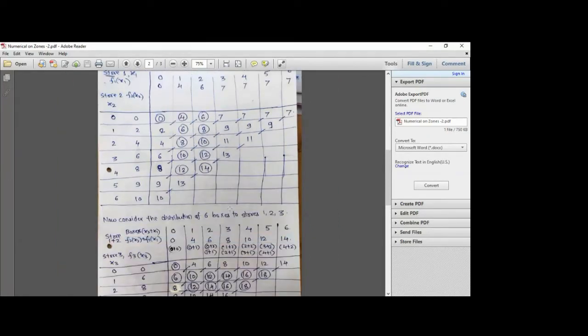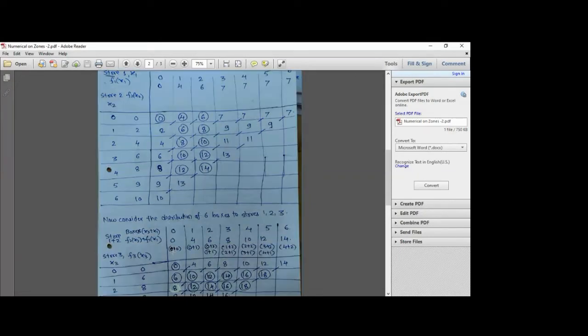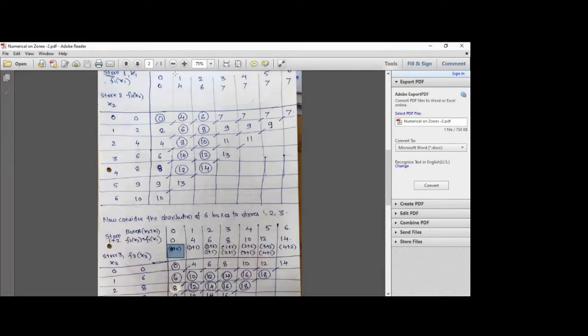For 0 crates, the maximum profit is 0 only, and the combination is 0 plus 0. For number of crates equal to 1 for store 1 and 2, the maximum profit that we got was 4, so 4 has been written here. The combination of this 4 is 0 plus 1, which I have written here. For my reference, I have written the combinations that I've tried, and I found them to be of great use because they make the further calculations easier.